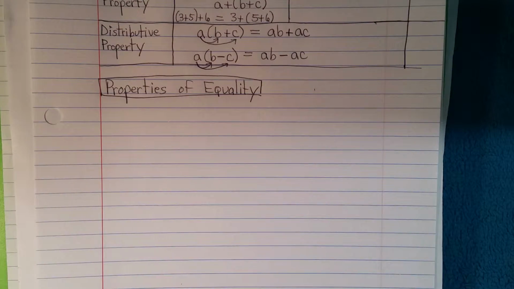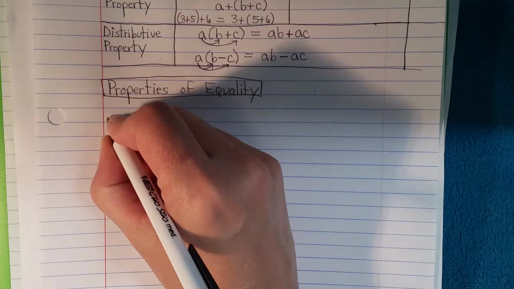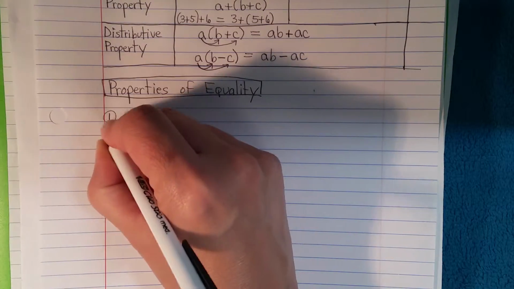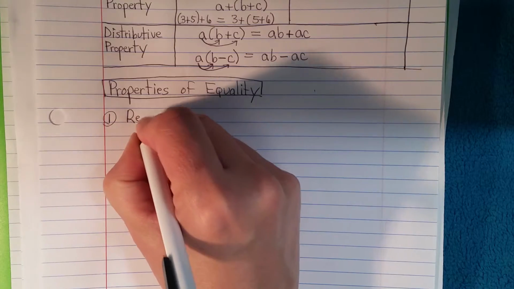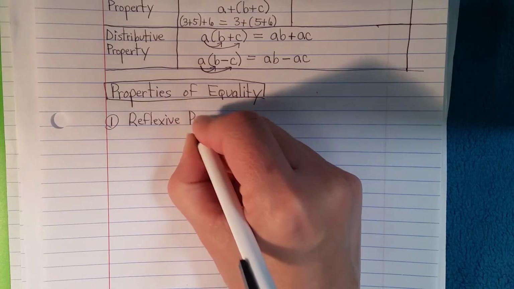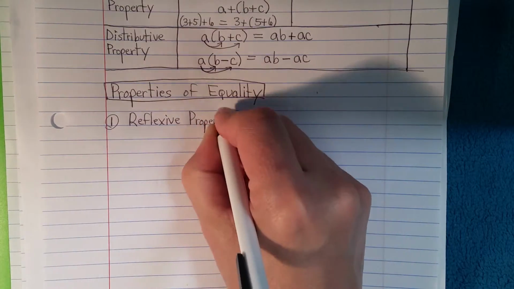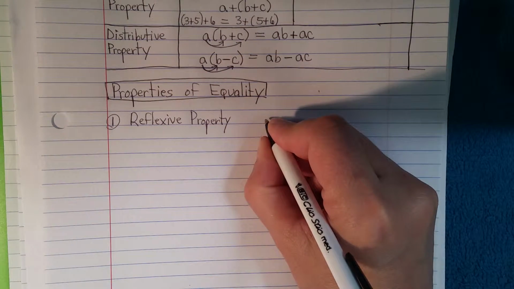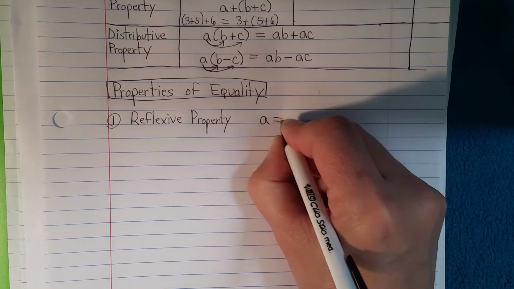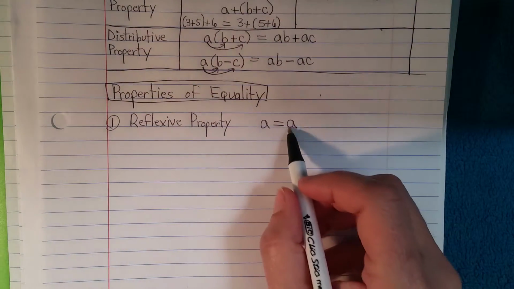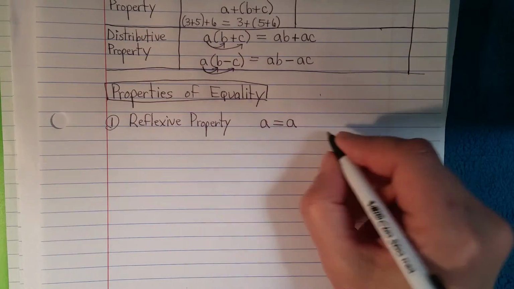All right, now there's some other properties that you don't think of, or I guess they're not quite as important, but you still have to know them. There's the reflexive property. This one is kind of funny. It just says a number or variable is equal to itself. So kind of obvious. You could substitute an A for an A because they're the same thing.